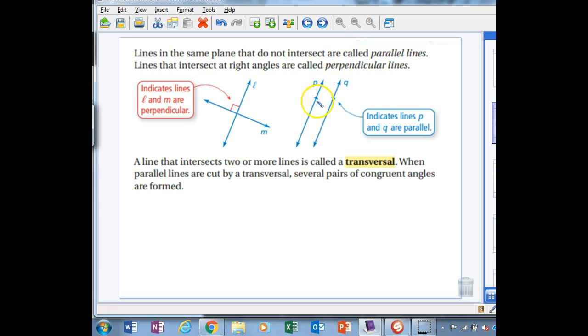A lot of times you'll see them and they have these marks here. Pay attention to this extra arrow that is not at the end of the line segment. This signifies that they are parallel. Okay?